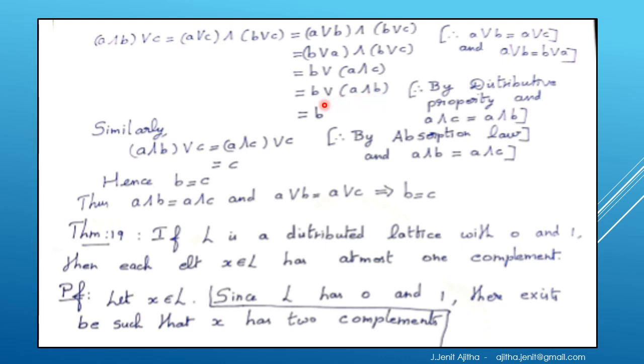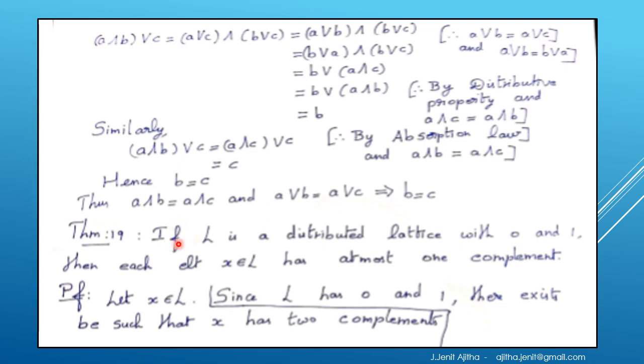Now using the absorption law, this is equal to b. In a similar way, we arrive at the result (a meet b) join c is equal to c. Therefore, b is equal to c. Hence, we have proved the cancellation law for a distributive lattice.